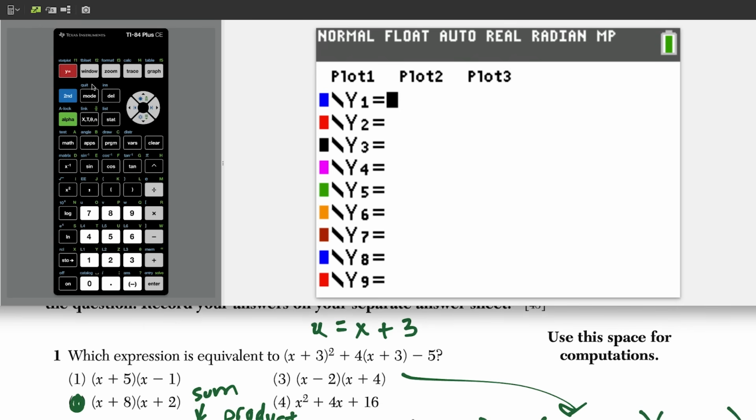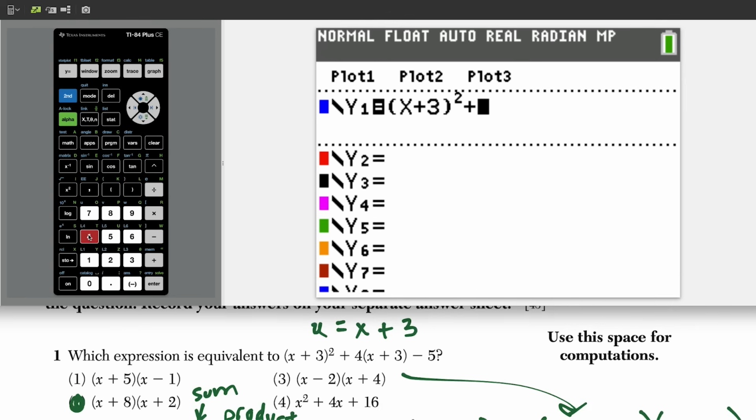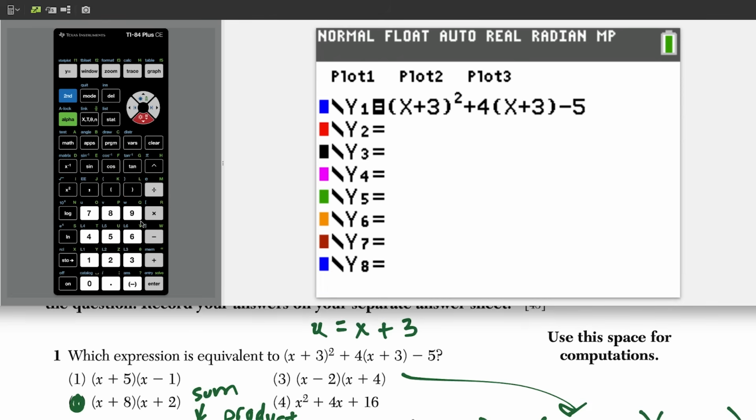So what we could do is write in the original expression. So we have x plus 3 squared, and then plus 4 times x plus 3. And then we just tack on minus 5. And what we could do is just type in all of the answer choices and see which one matches. So if we type in the correct answer here, the x plus 8 times x plus 2, notice that we could do this question here without doing any actual algebra.